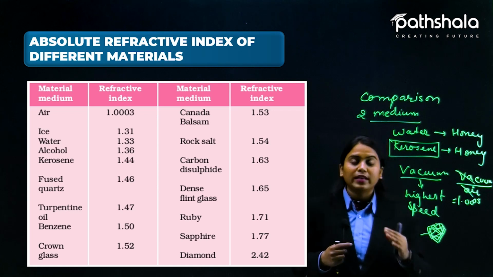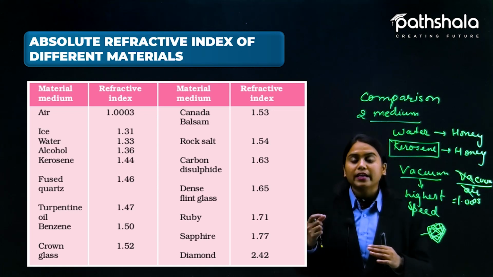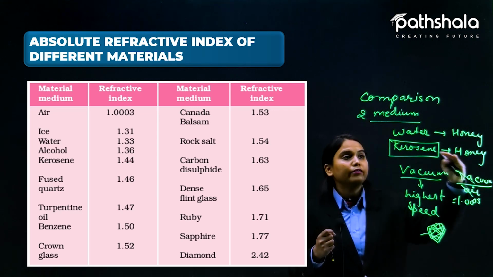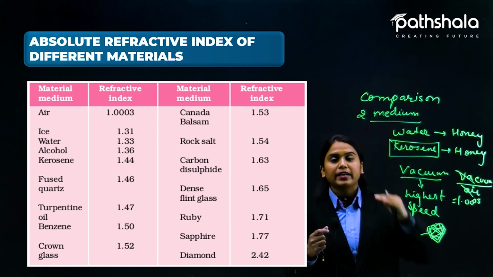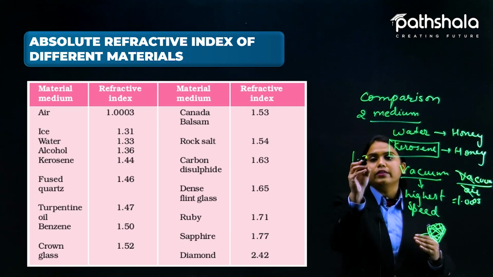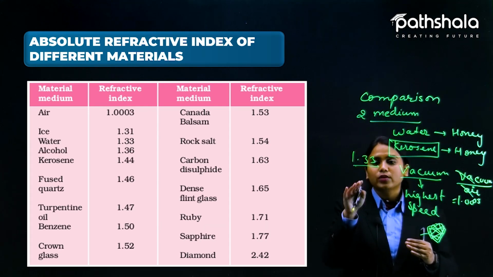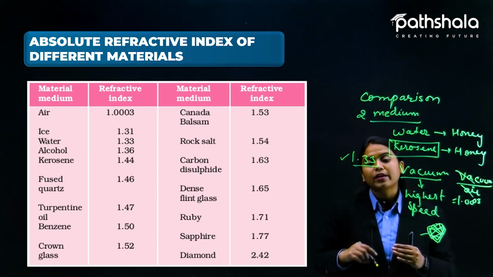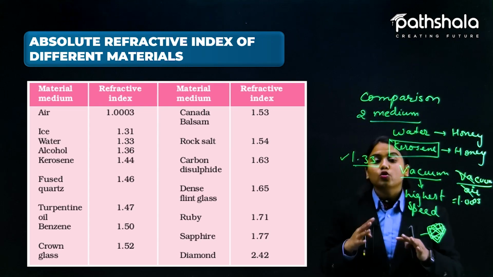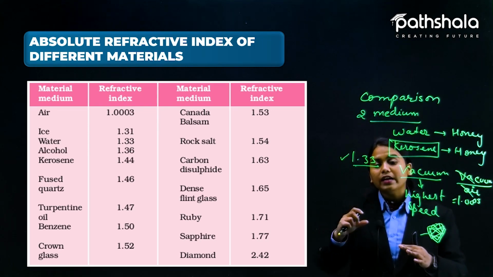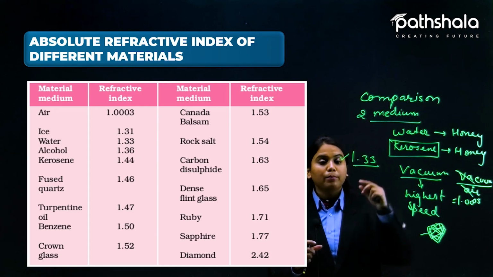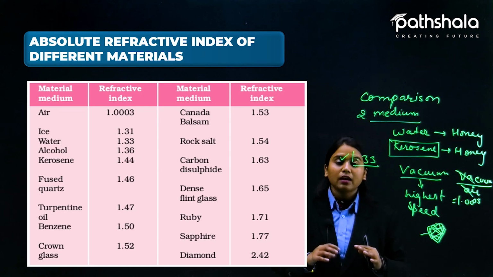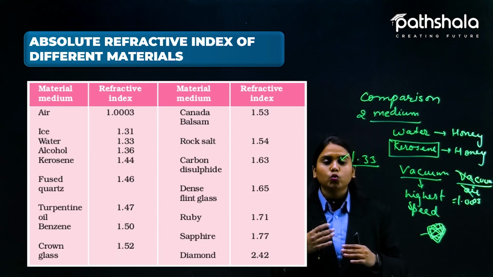So what you are going to do in that case, if you get to know the refractive indexes of these two material mediums. So what I have told, honey with respect to water. So water's refractive index is 1.33, and honey's refractive index you can put here. Okay, so directly you can just put the refractive indexes of the particular values that are asked. So here there is no need to ask for the refractive indexes of the particular one with respect to vacuum. You just keep this learned, and then you will directly be able to give the answer.